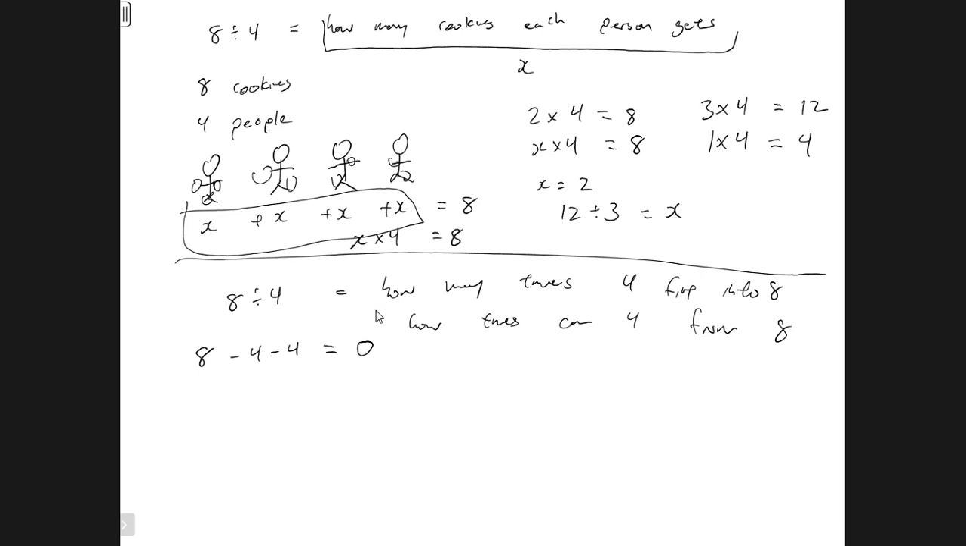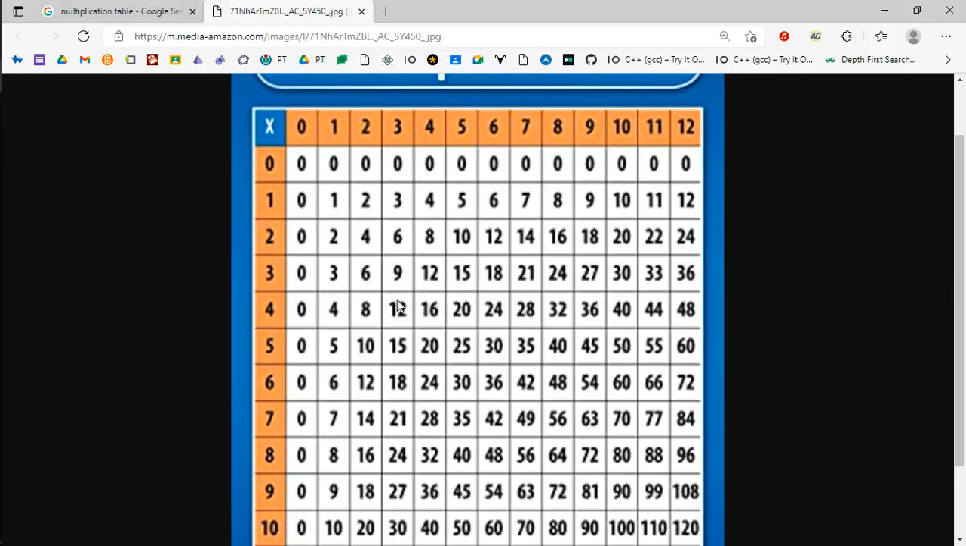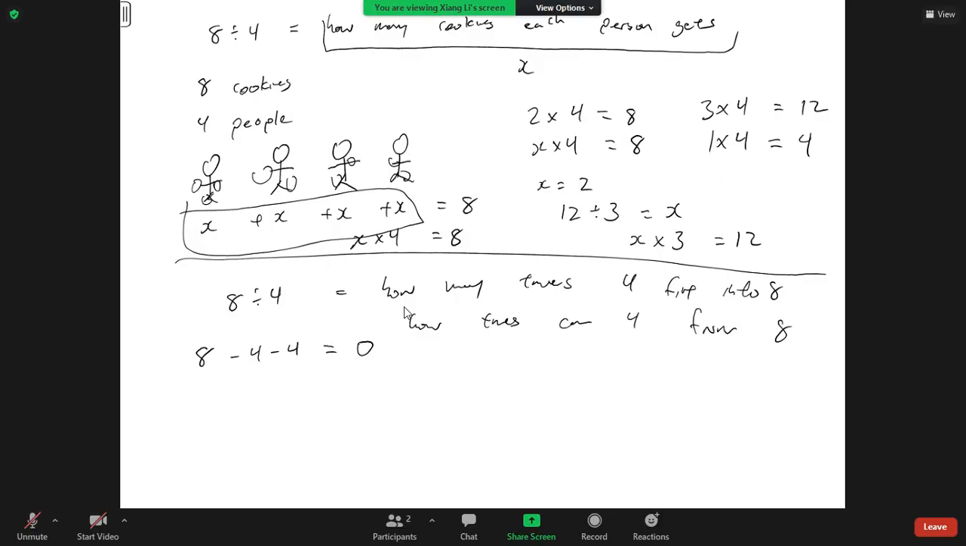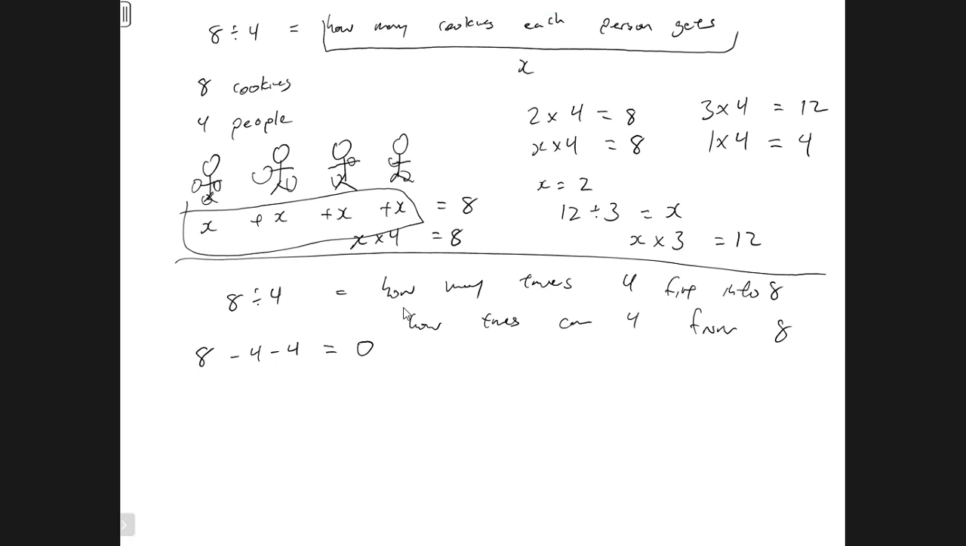Well, x times 3 is equal to 12 because you split 12 into 3 people and they get x cookies each, which means that 3 people times how many cookies each one has is equal to 12. Now, if you refer to the multiplication table here, you know that 3 times 4 is equal to 12. So 3 times 4 is equal to 12, or 4 times 3 is equal to 12, which means that x is equal to 4.